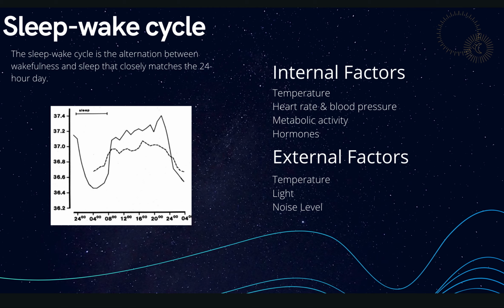External factors include temperature. Although we talked about temperature as an internal factor, people also say that they can sleep better when the room or the environmental temperature is cooler. Light is another example of an external factor, and it is one of the more significant, if not the most significant external factor, and we'll talk about that in a little bit as well. And then noise stimulus or noise level.